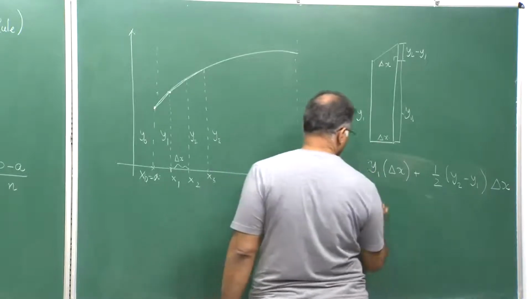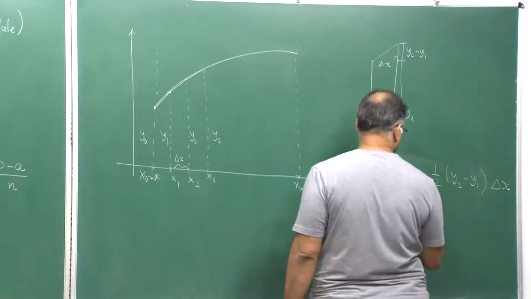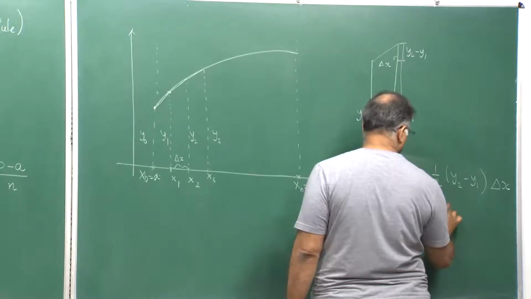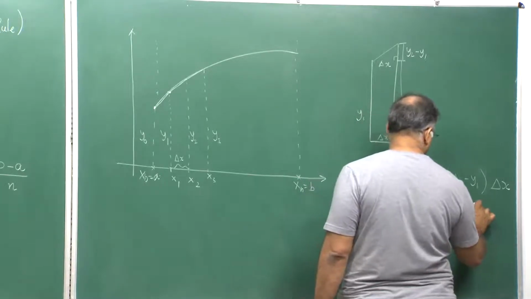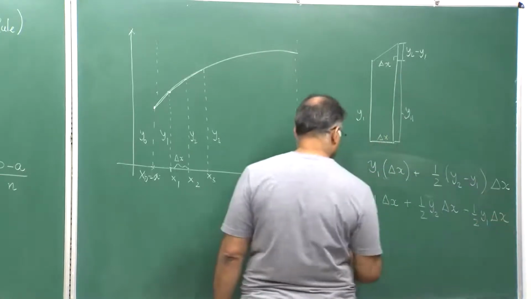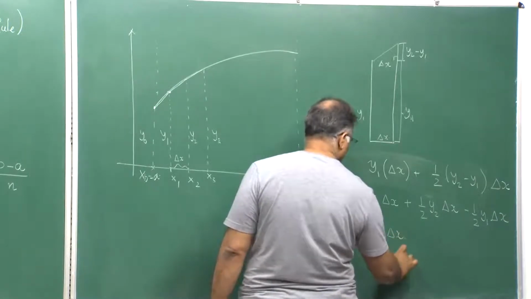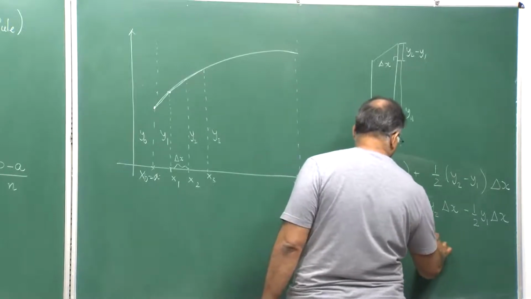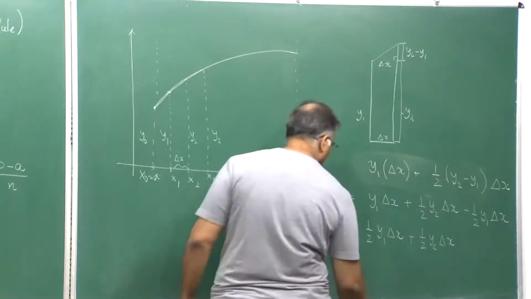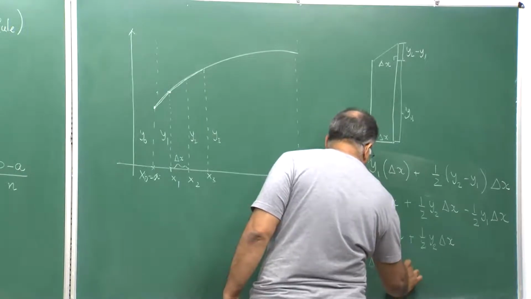Now, what does this give me? It gives me y1 into delta x plus half of y2 into delta x minus half of y1 into delta x. So, it simplifies into half of y1 into delta x plus half of y2 into delta x, and a beautiful formula comes out, which says that this is nothing but half of delta x into (y1 plus y2).